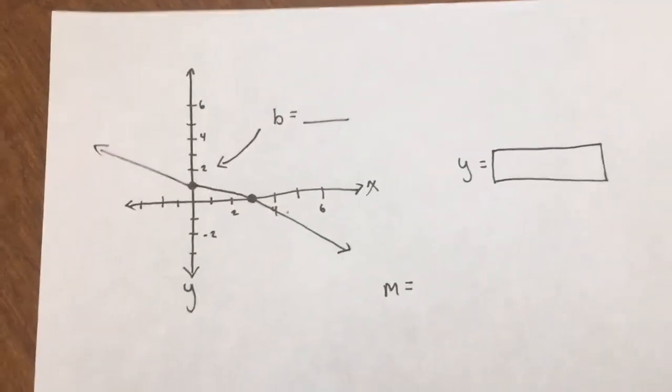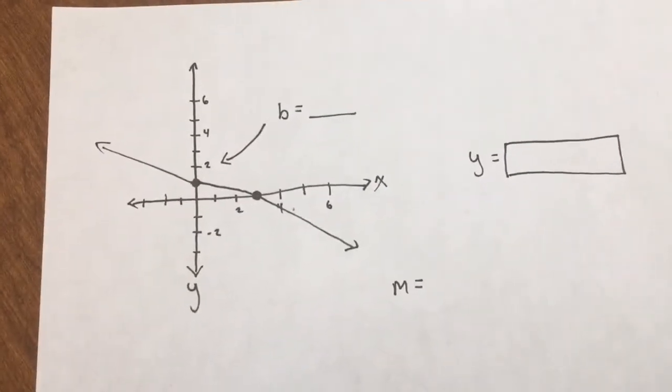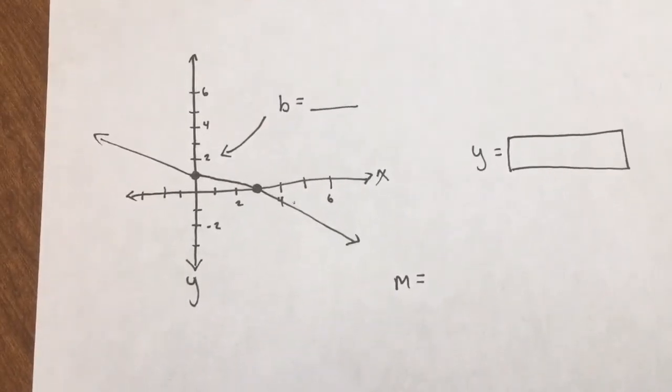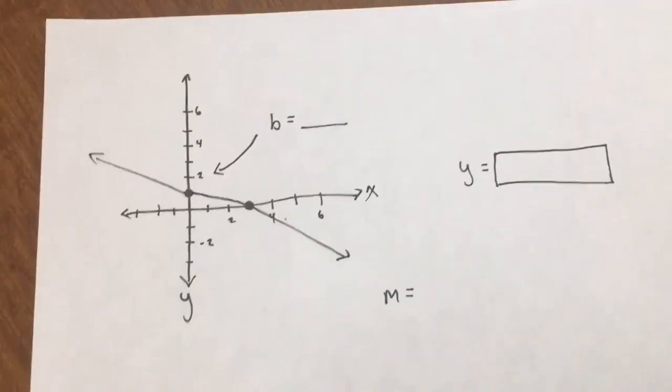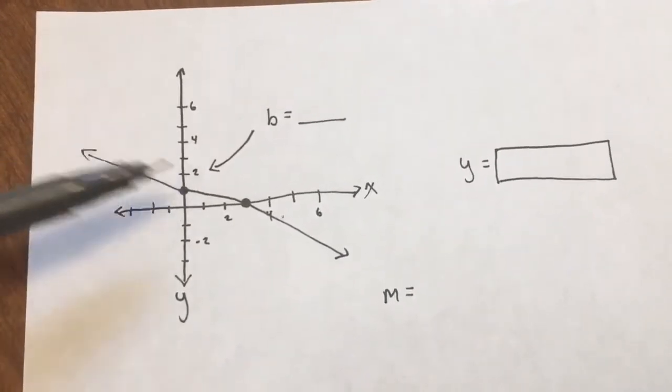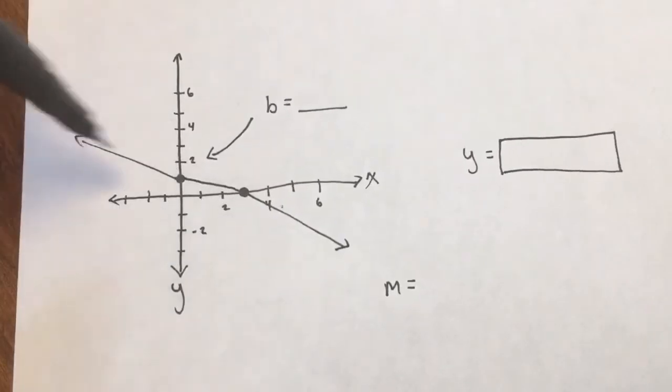For this next example, what we're going to do is take a graph of a line and pick out information from the graph in order to write it in slope-intercept form. Sorry for the poorly drawn line. I should take art class again.